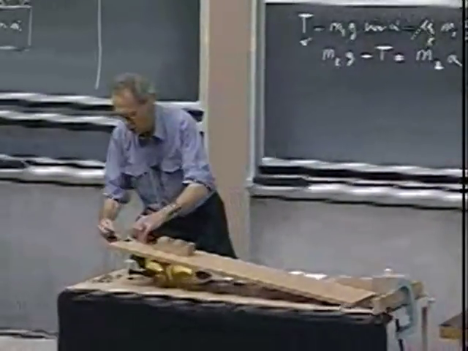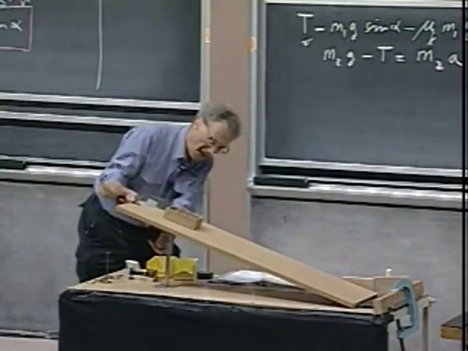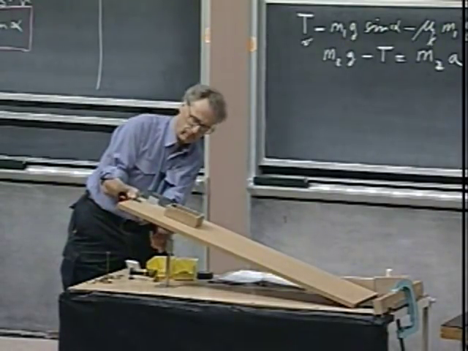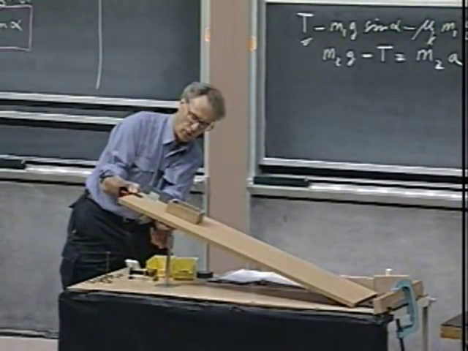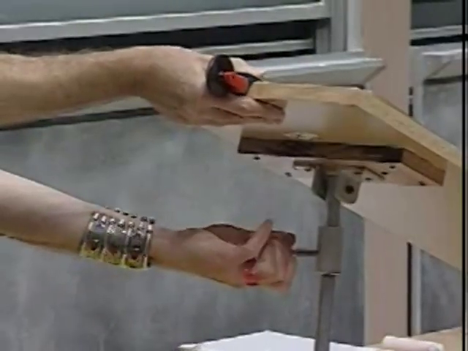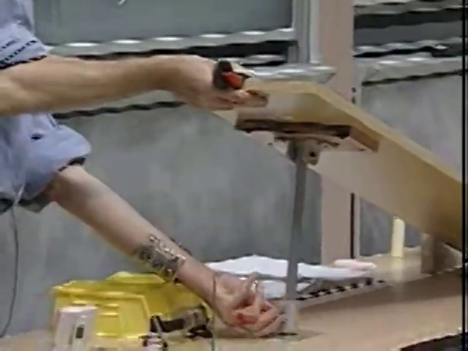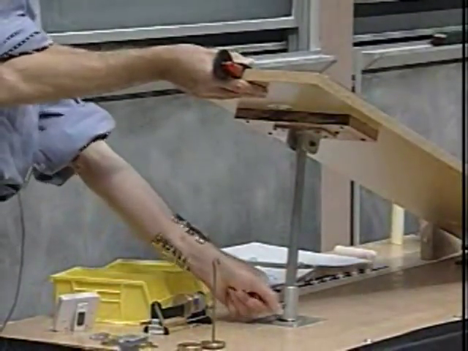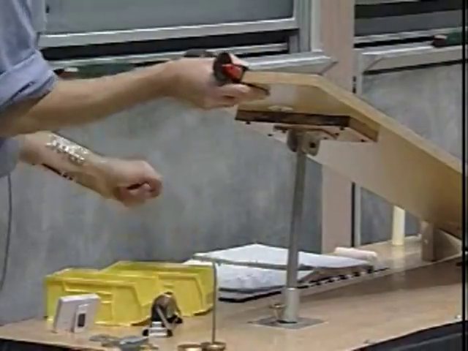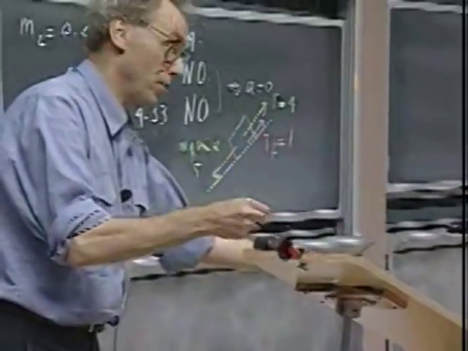So I'm going to put this rope over here, and I'm going to set the angle now at a given value. So this is now not negotiable. I set it at 20. I could be off by half a degree. Again, you see it wants to go. We just saw that at 20 degrees, it wants to go.